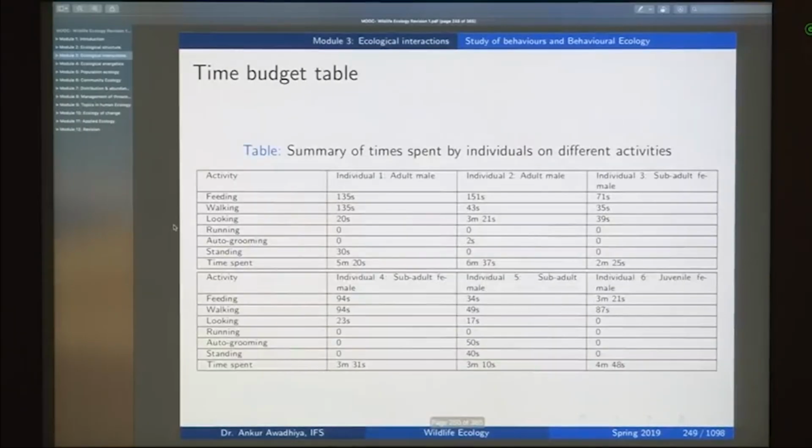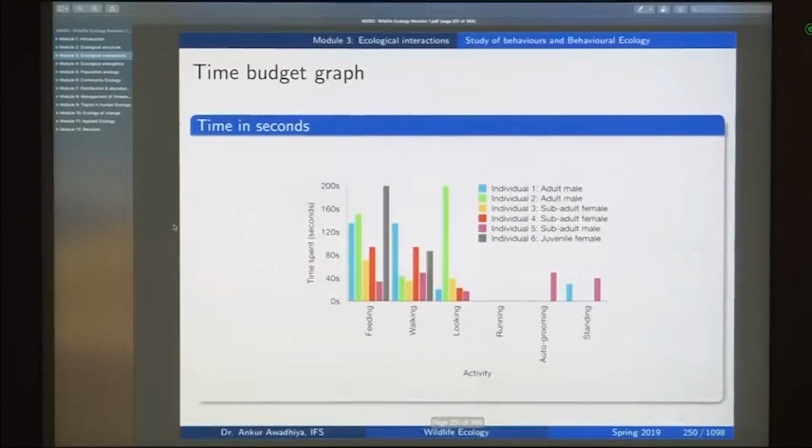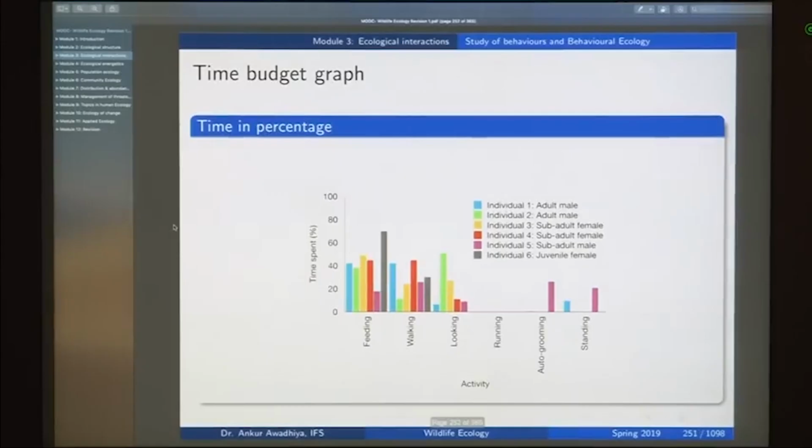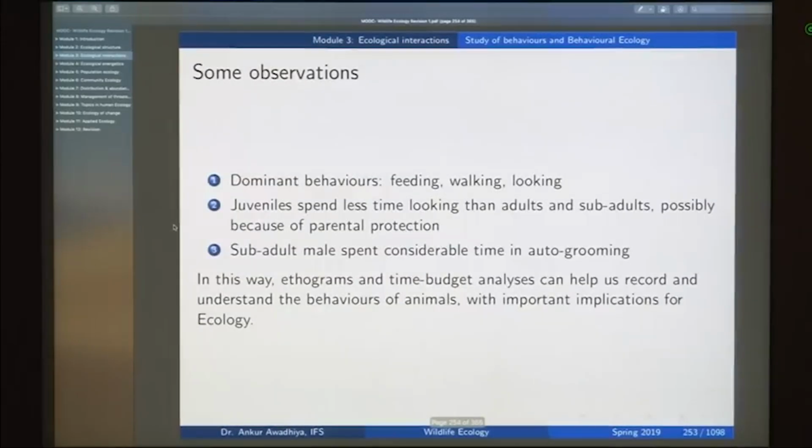So, you can do both these kinds of analysis and then come up with the time budget table, how much time is spent by different individuals in different activities. Then it can be put up in the form of a graph showing it in seconds or percentage or pie charts, and through this we can make out the observations. So, such as in this case the dominant behaviors are feeding, walking and looking. Juveniles spend less time looking than adults and sub-adults.